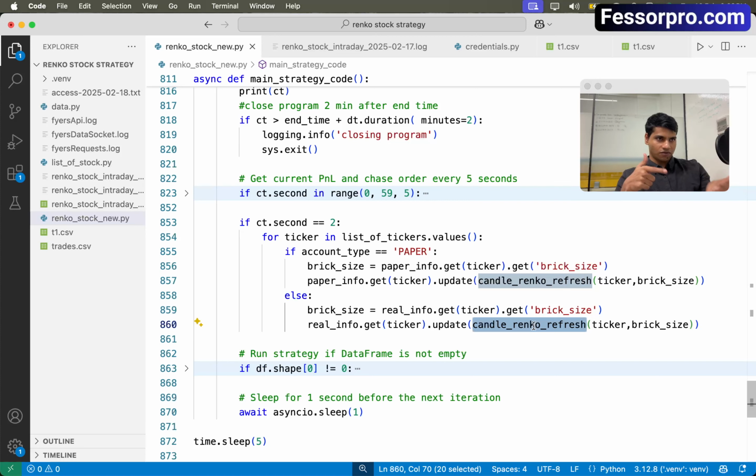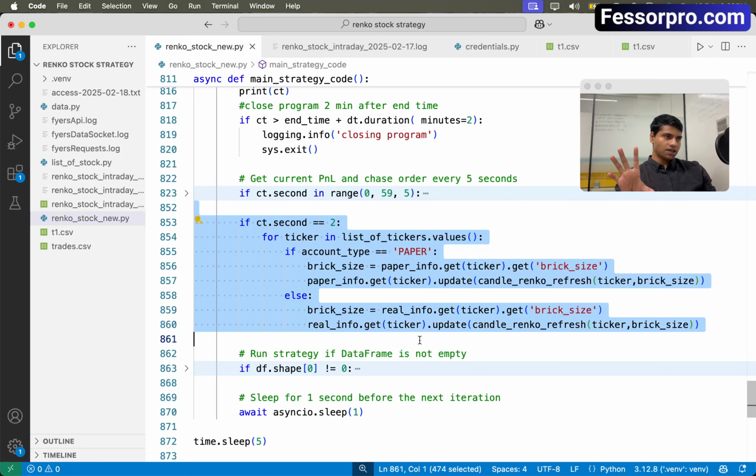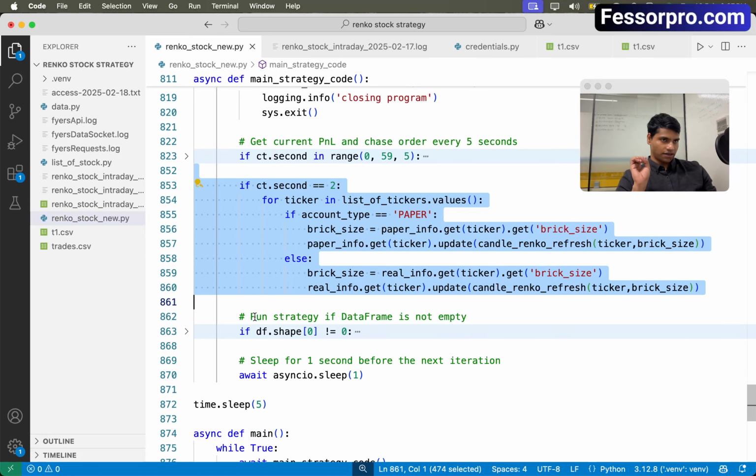I'll come to this in a few minutes, don't worry. But this is what I'm doing. After every 2 minutes, I'm fetching the historical data, candle data, converting it into Renko and checking for the condition. Just updating the variable. That's what I'm doing. Okay, I'll come to this again in a few minutes.